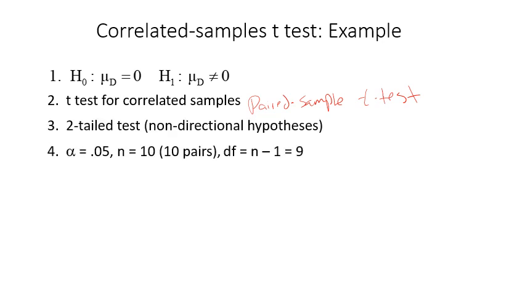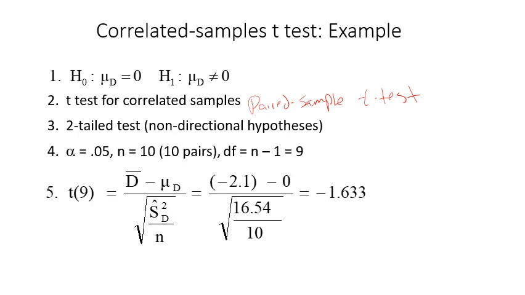It's non-directional. Our alpha is 0.05. Our n is 10 because our n that we're concerned with is the pairs. With a paired samples test, we're no longer concerned with at any point the individual samples. We're concerned with the sample of pairs. So our n is 10 because we had 10 pairs. Our degrees of freedom is n minus 1. Number of pairs minus 1, so 9.